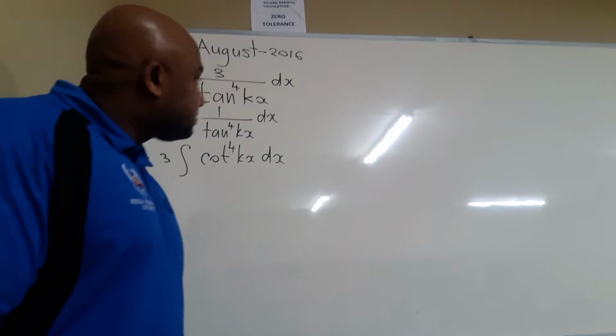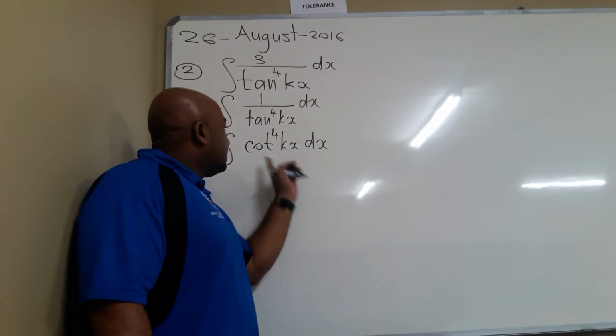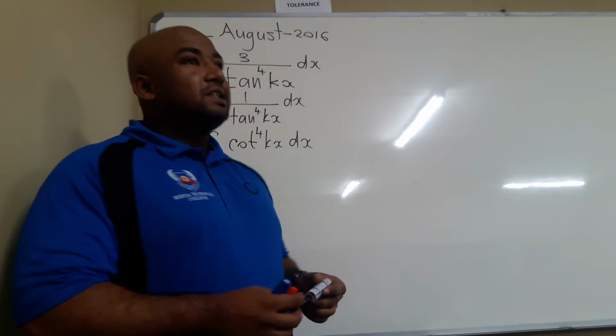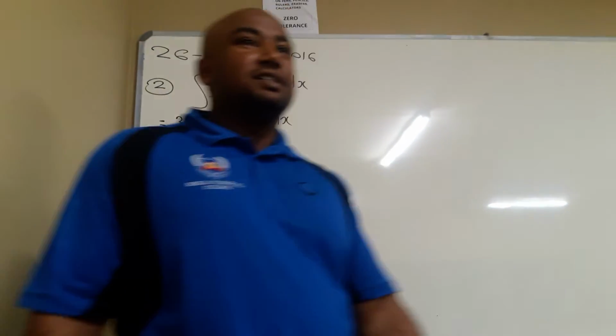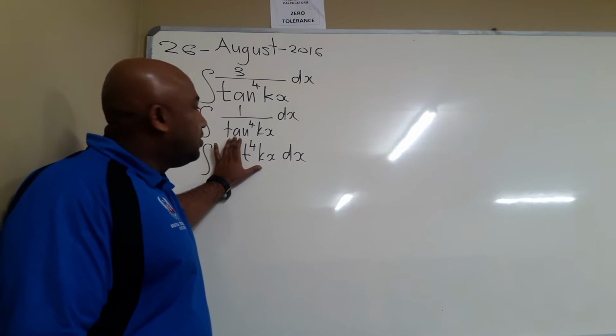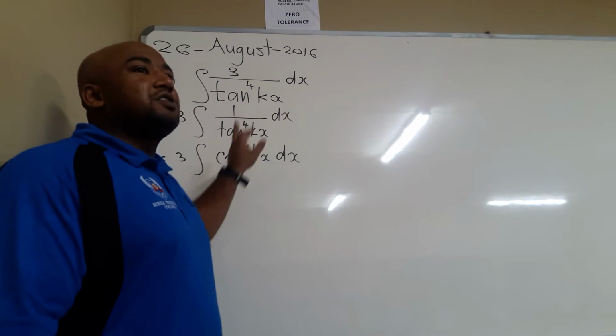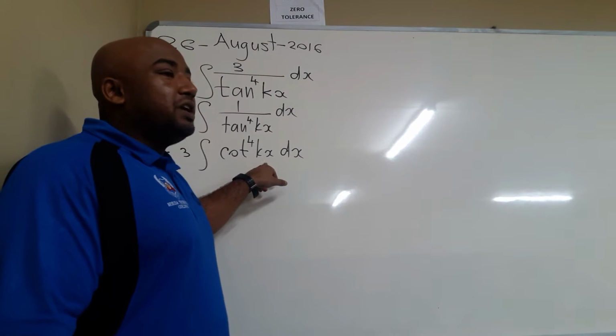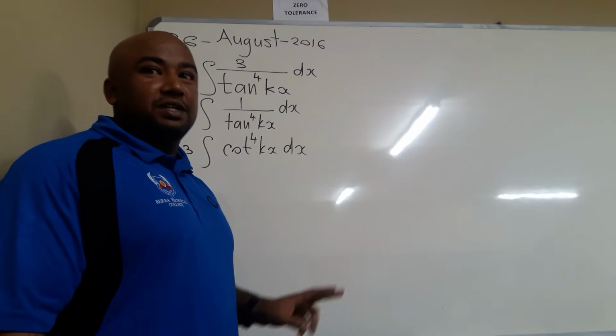Okay, so now we got the power 4. So what do we need to do here? We now got it in standard form, cot to the power 4. So refer to 10 to the power 4. What we need to do is we need to get our squares.